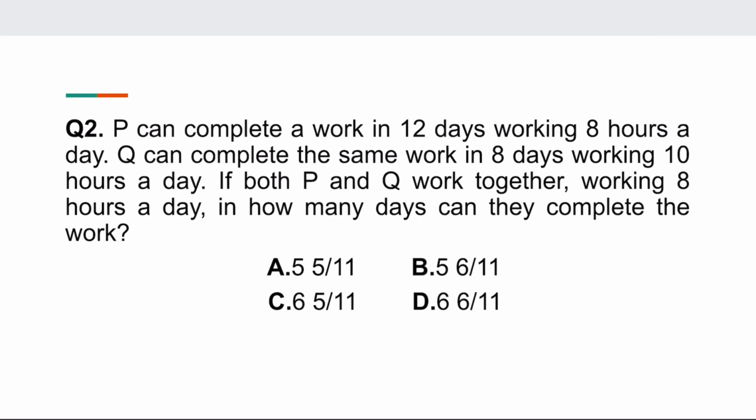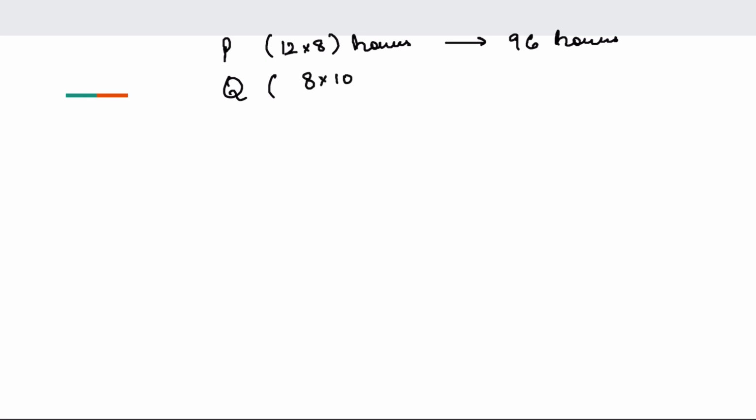So let's solve it in a very simple way. Now P can complete the work in how many hours? 12 into 8 hours. Correct? So this is 96 hours. Whereas Q can complete the work in 8 into 10 hours. Simple.